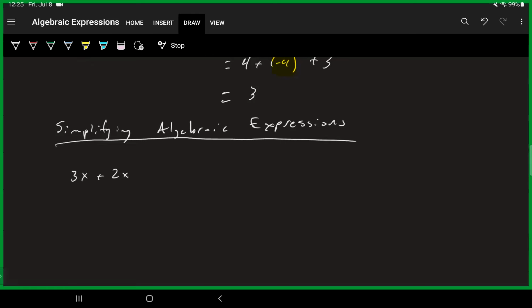3x and 2x are terms, and since they have the same base and the same exponent, we could say they are like terms. And this is kind of like adding 3 apples and 2 apples. What happens when I add 3 apples and 2 apples? Well, let's use the distributive law here. The distributive law basically says I can take this x on the outside, and I can add my 3 and 2 together following the order of operations. I get 5x.